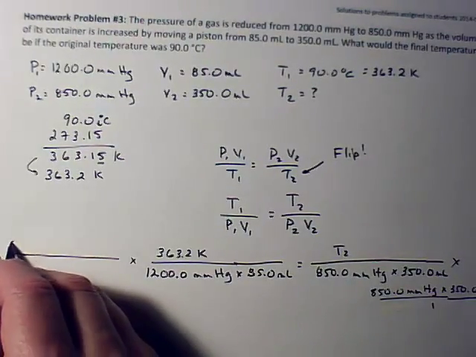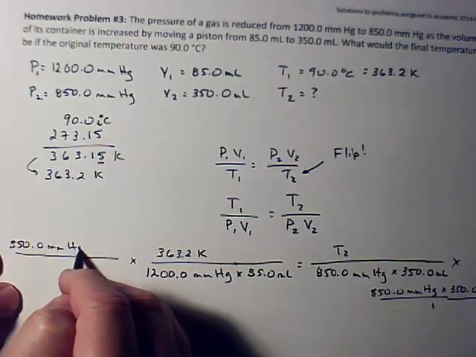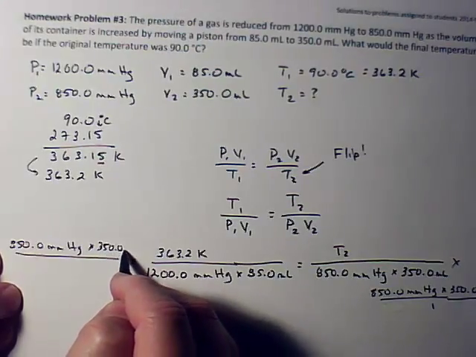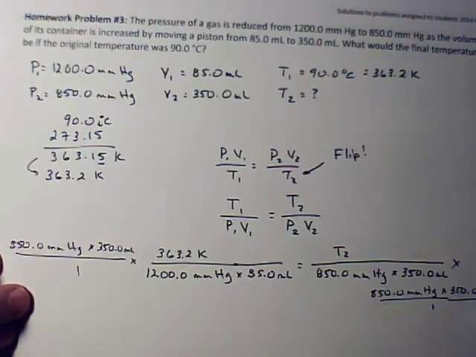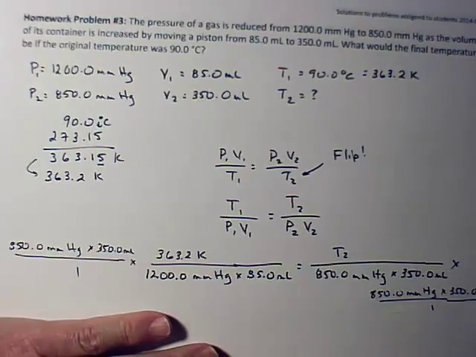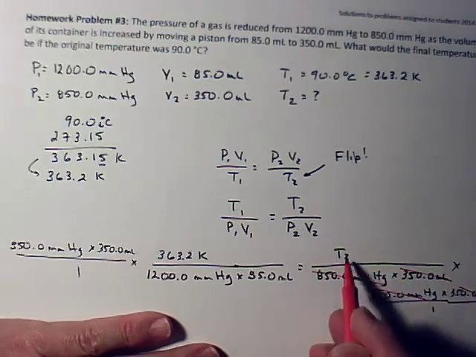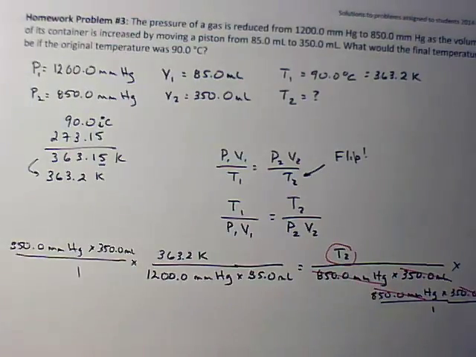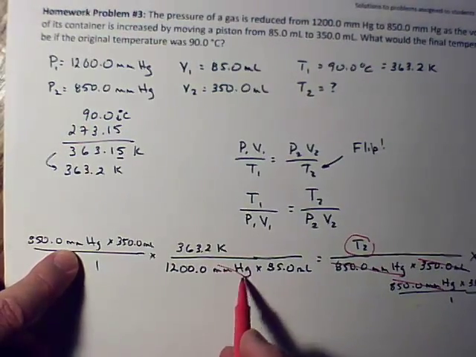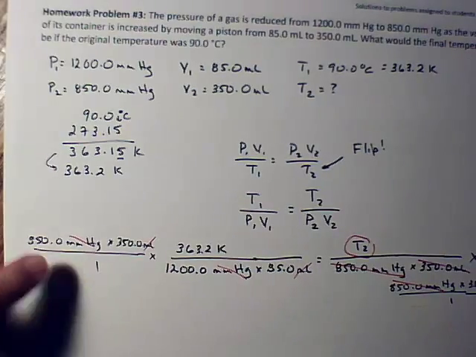Got to do the same thing to this side. 850 millimeters of mercury times 350.0 milliliters volume over 1. So I did the same thing to both sides. I can now cancel 850 millimeters of mercury and 350 milliliters, leaving T2 by itself. That's the isolation step. I want to cancel millimeters of mercury here, milliliters here. Do the math.